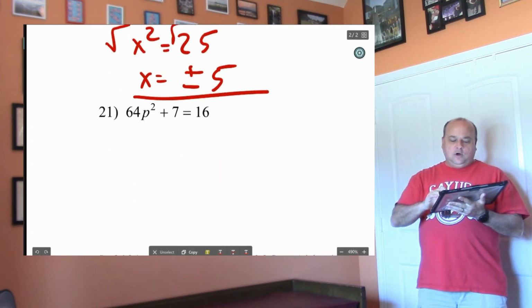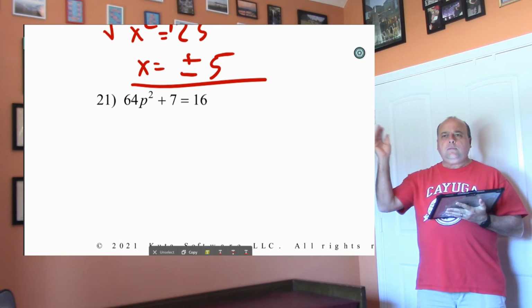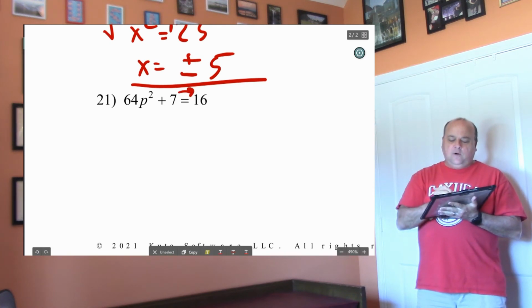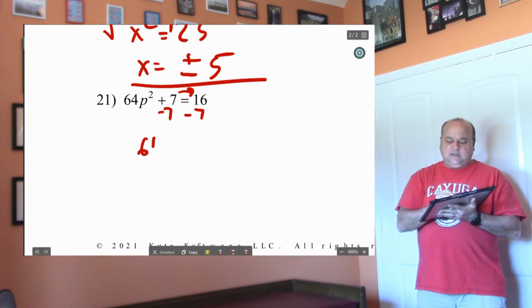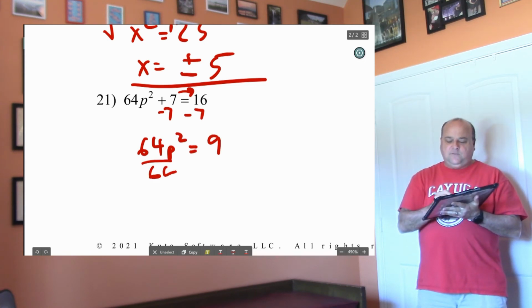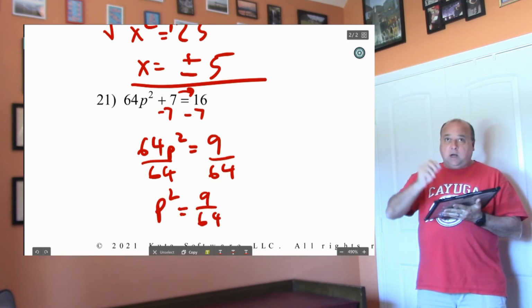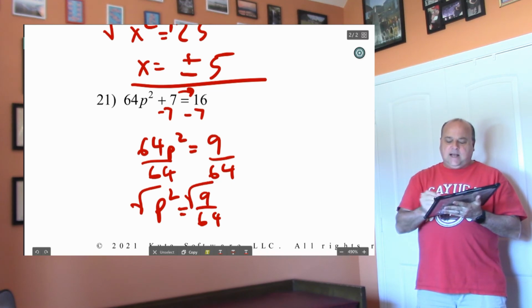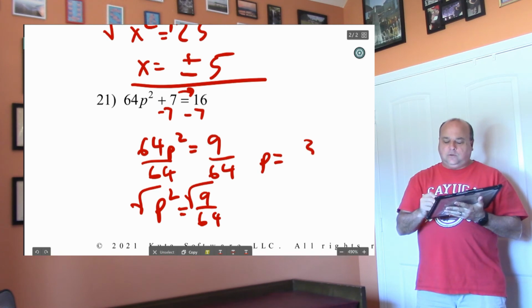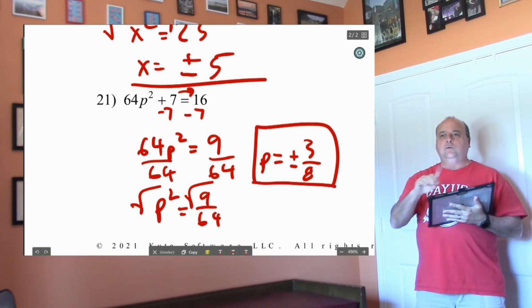Okay. Number 21. Last one we'll do together. Move over the 7. We'll get 64p squared equals 9. Divide by 64. This is going to look freaky. So p squared equals 9 over 64. First time y'all have probably done this. Square root both sides. So p is going to end up equaling the square root of 9, which is 3, over the square root of 64, which is 8, and put plus or minus. And this right here would be the answer, wouldn't it?